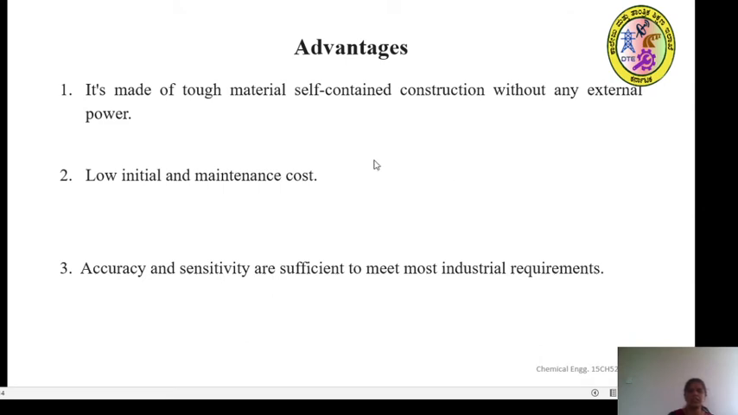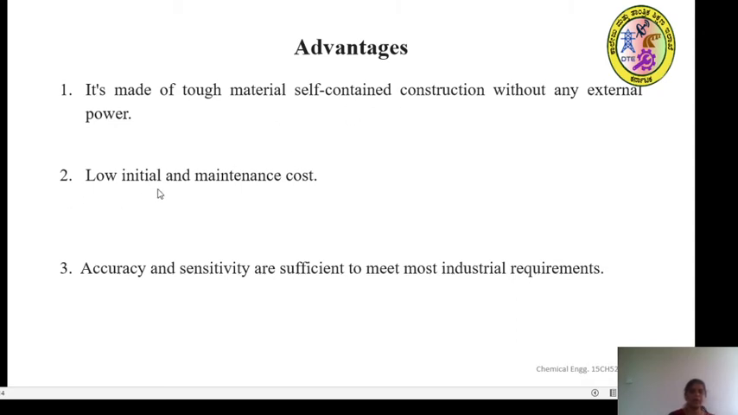So what are the advantages of using these liquid filled thermometers? It is of tough material and self-contained construction without any external power. Self-contained, you can understand, as we have learnt in the classification of instruments based on their construction: self-contained and remotely contained. Self-contained in the sense all the parts of the instrument are contained in one assembly, whereas remotely contained is where all the parts are segregated, away from each other, but connected with each other. So an advantage of this is that it is self-contained construction without any external power.